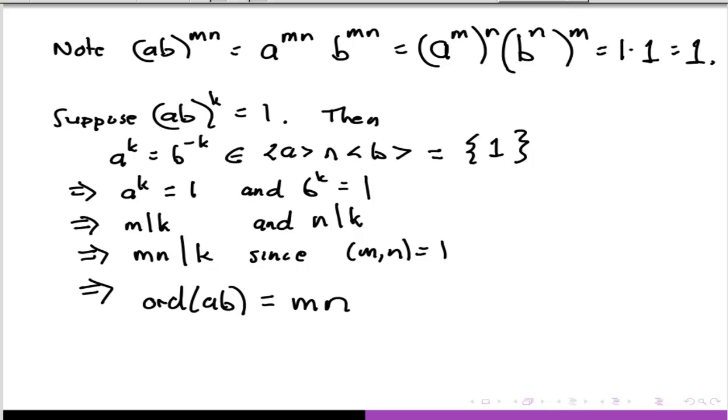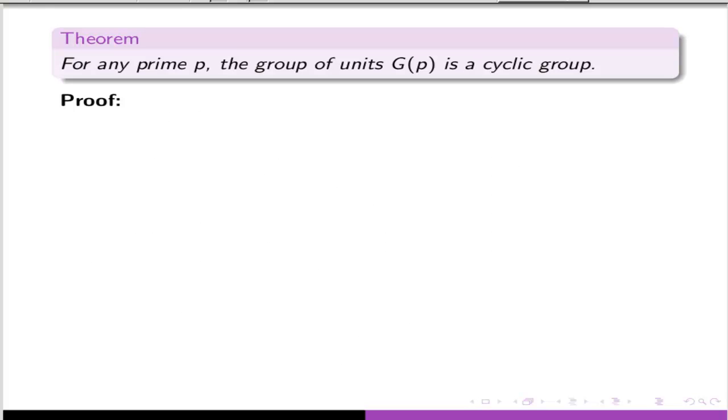Okay, now return to number theory. And let's show that GP is a cyclic group for any prime P. So what's the strategy here? Well, what is the order of this group? So the order of this group is p minus 1.